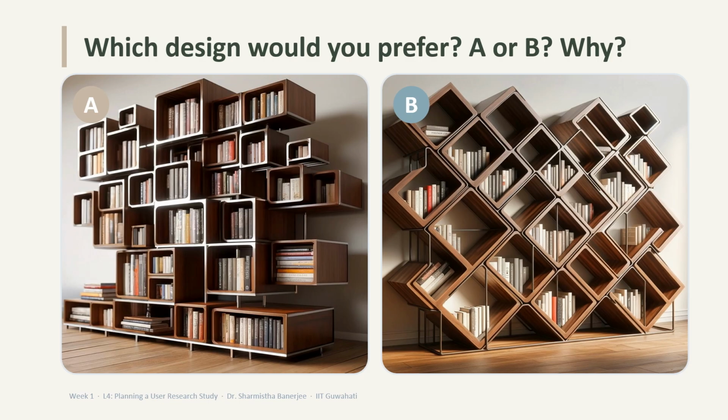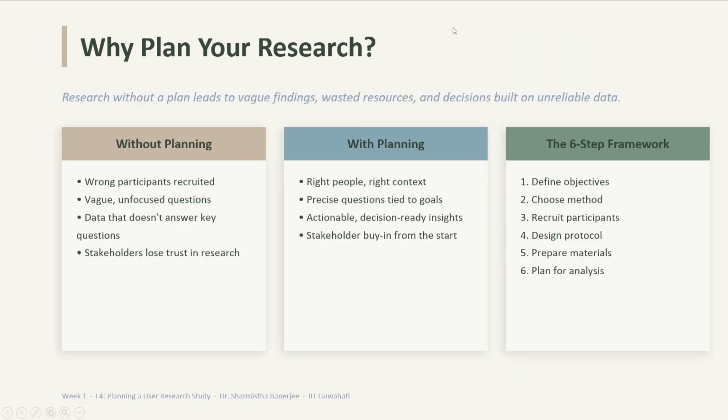You can clearly see in option B, over here on the top, I have put the books in a certain manner, and here they are in a certain manner. Technically, it is not possible to have the books like that. Some users might understand that, others might not. So it is very important that we do proper planning. Without planning, you might end up recruiting the wrong kind of participants. You might also ask vague, unfocused questions.